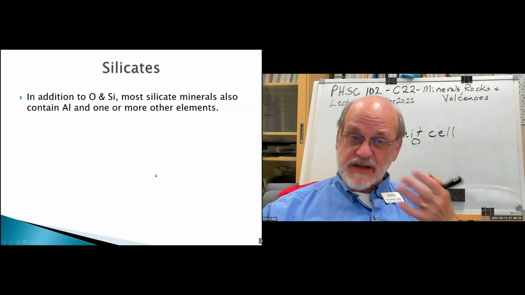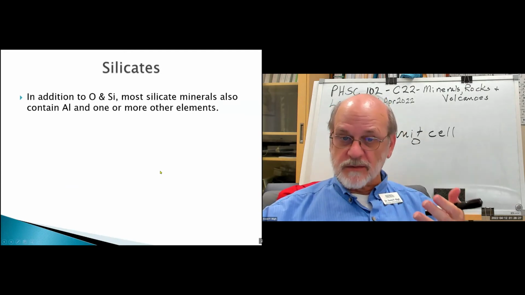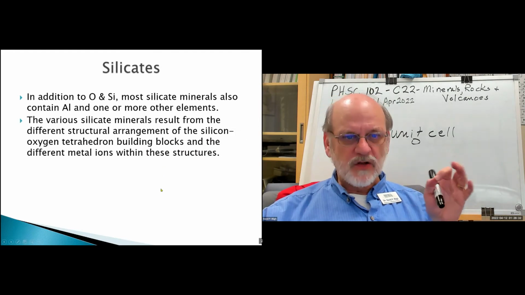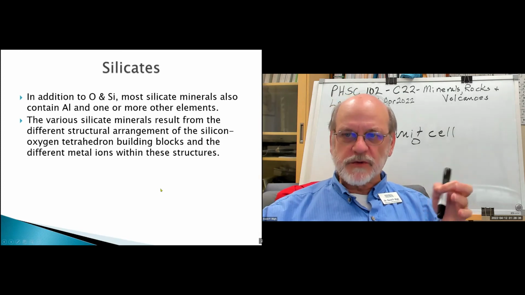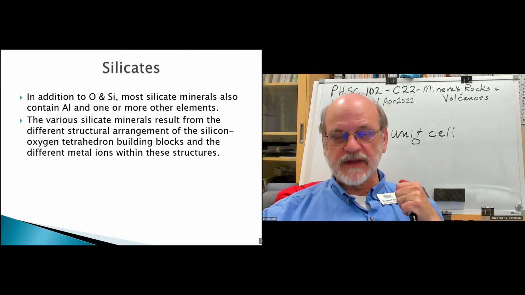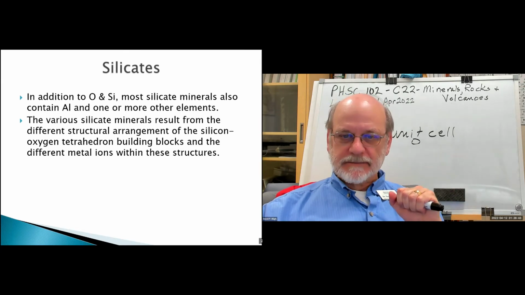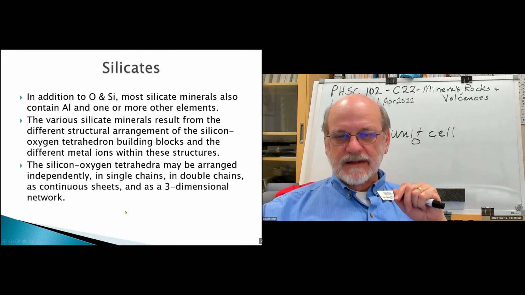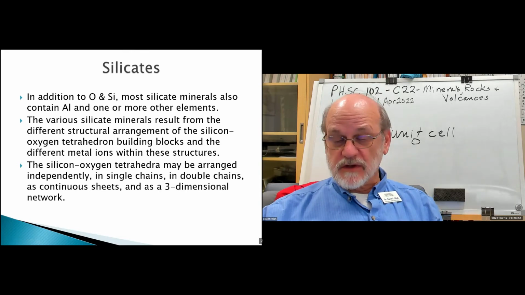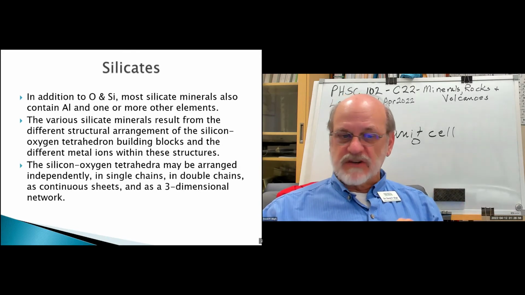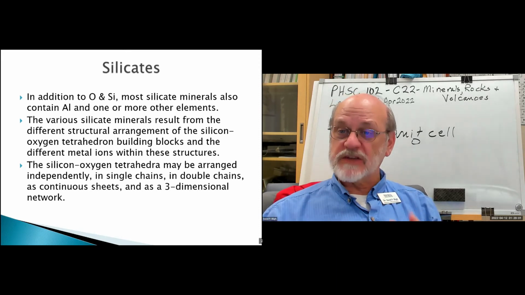Okay, so these silicates can also have incorporated in them aluminum, or maybe other elements as well, but definitely aluminum is a good bet for most added elements in silicate minerals. These arrangements of those tetrahedra can be in chains, they can be in double chains, they can be in sheets, they can be in three-dimensional networks.